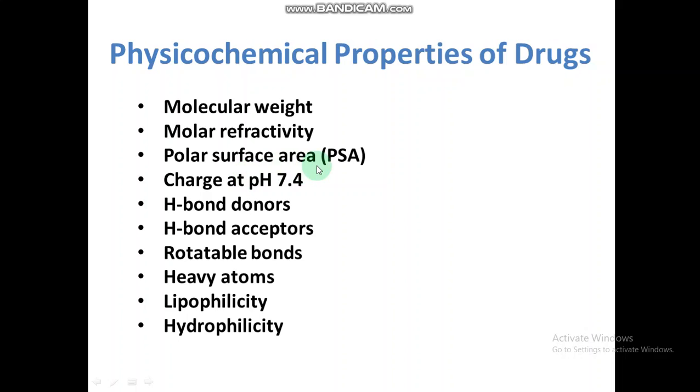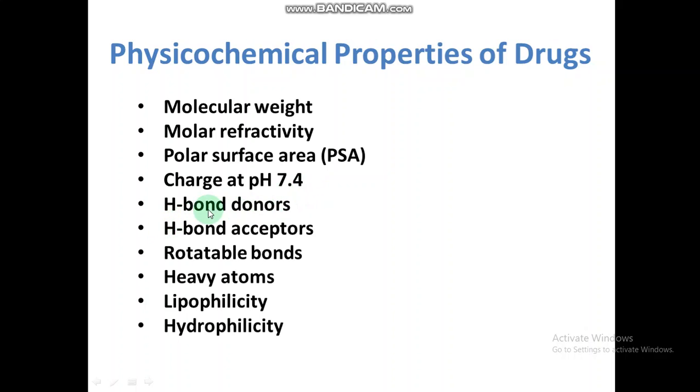Polar surface area. Polar surface area of our medicine also matters, that is, how much of the surface area is polar or not. It also gives us a percentage value, so we will also discuss this factor. Charge at pH 7.4. Our body, like our blood, has a pH of 7.4. So what will be the charge on that molecule when it is in our blood?